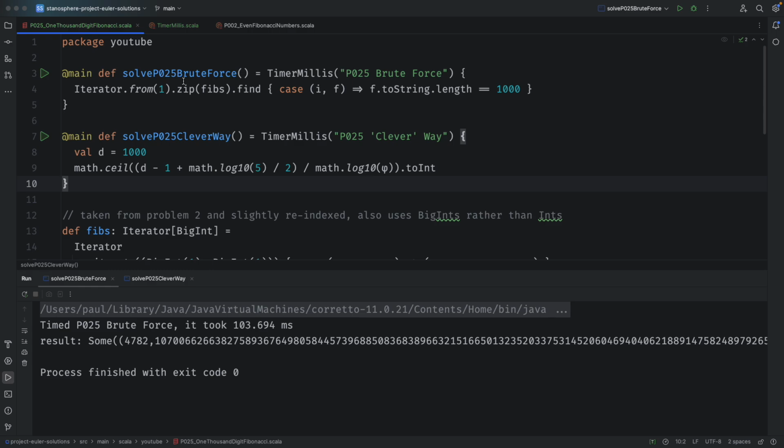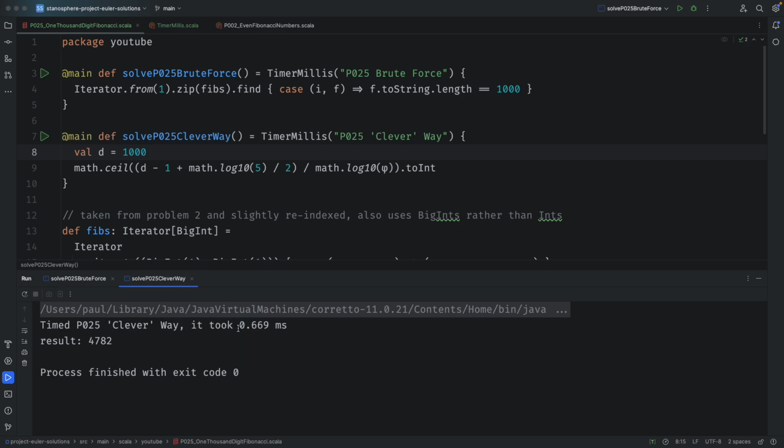So the first one is just going to be a brute force way, which is still pretty quick at sort of 100 milliseconds, and there's a slightly cleverer way using maths that lets us do it in less than a millisecond, which I think is pretty cool. So let's go through the brute force way first.